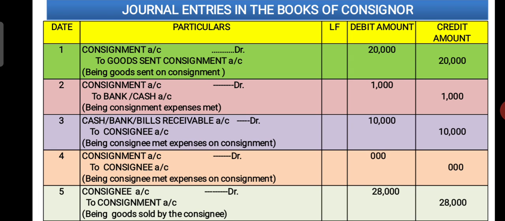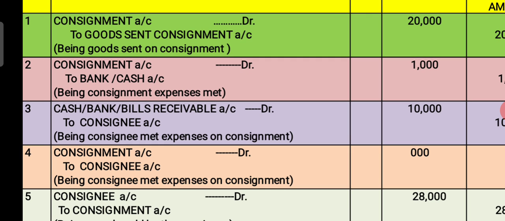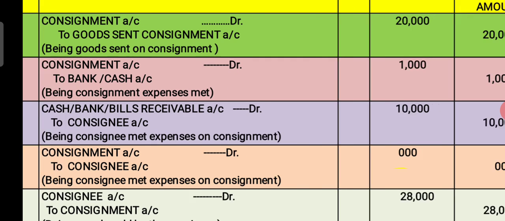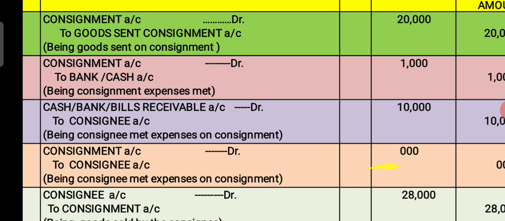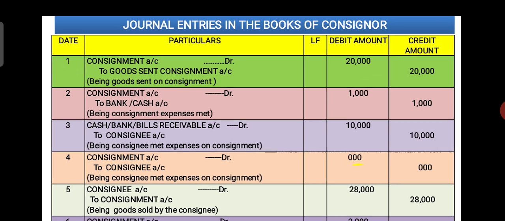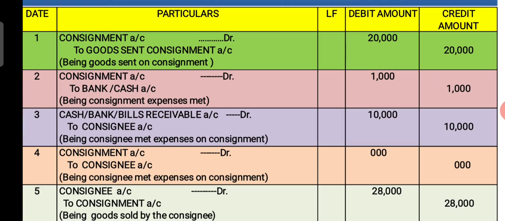Second entry, we write when we meet some expenses on consignment. Here we means nothing but consignor. When consignor spends some money or expenses on consignment, then we write the second entry. What is the second entry? Consignment account debit to cash or bank account, amount rupees 1,000. In this problem, consignor met forwarding charges rupees 1,000. So that is the consignor expenditure. For that we have to write the second entry, and come to the third entry.